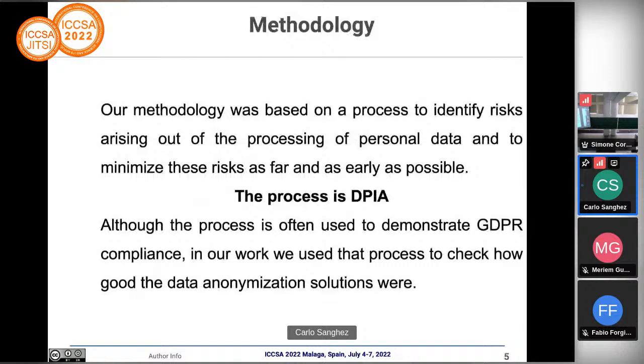What about our methodology? Our methodology was based on a process that has the goal of identifying risks from the processing of personal data, and helps us reduce these risks. As I said before, the name of this process is the data protection impact assessment. We know that this process is often used to demonstrate GDPR compliance, but in our work, we used it only to check how good the data anonymization solutions were. We care only about the risk level. We don't care too much about the fault prediction system and the performance of machine learning models.